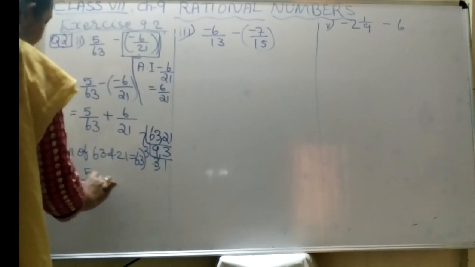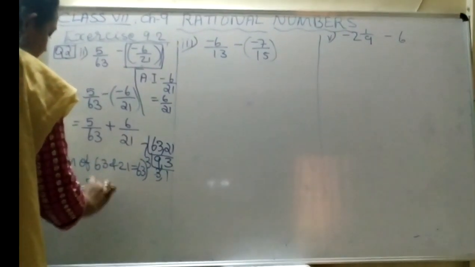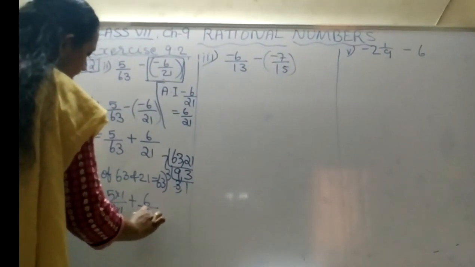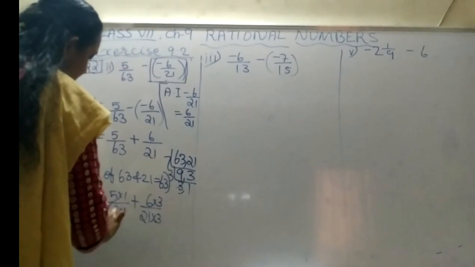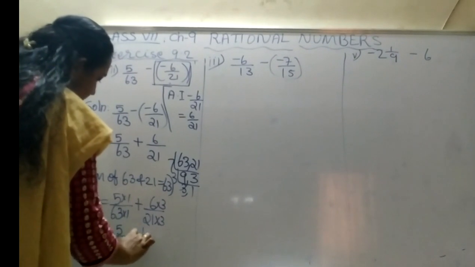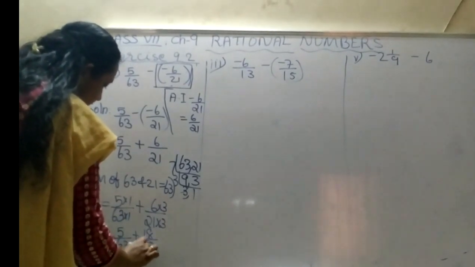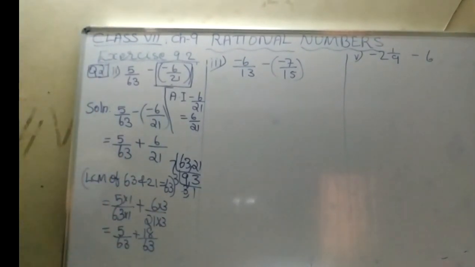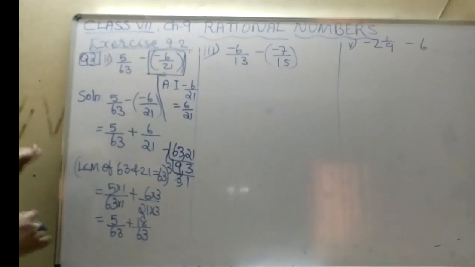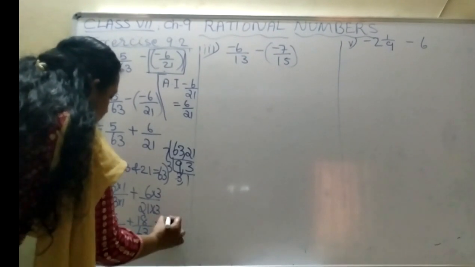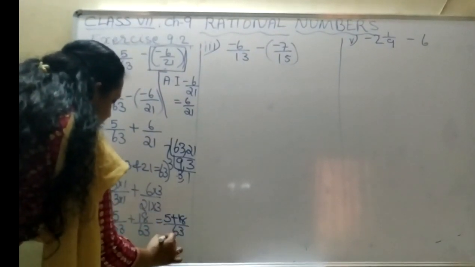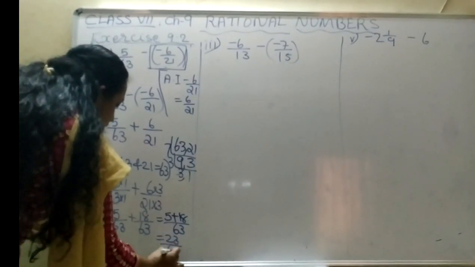So 5 upon 63 multiplied by 1 plus 6 upon 21 multiplied by 3 equal to 5 upon 63 plus 18 upon 63. Here the denominators are same, so you can add the numerators and keep the same denominator. So 5 plus 18 upon 63, that is equal to 23 upon 63.